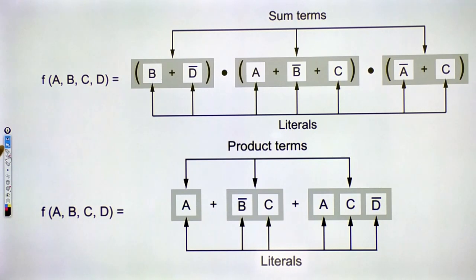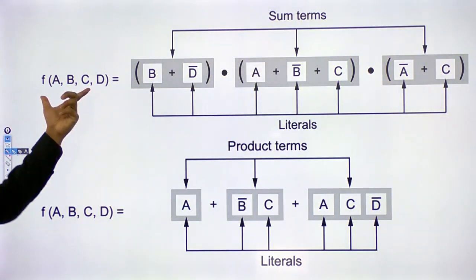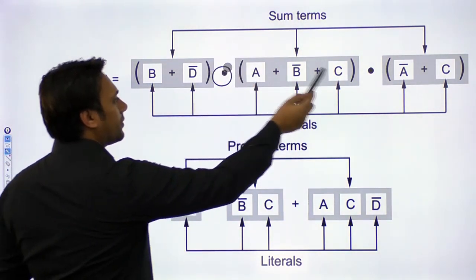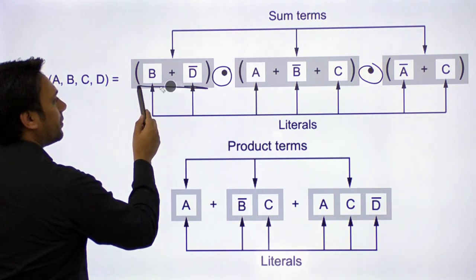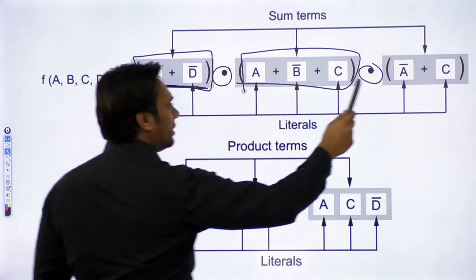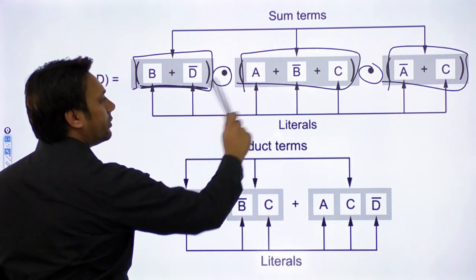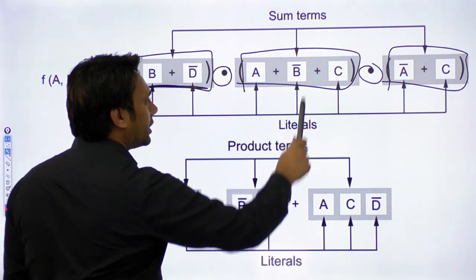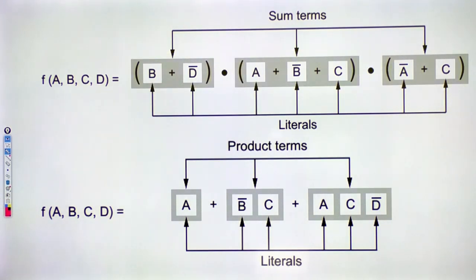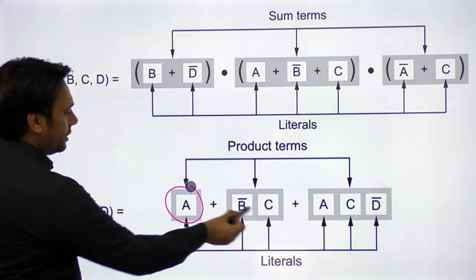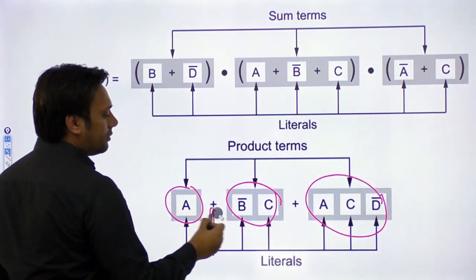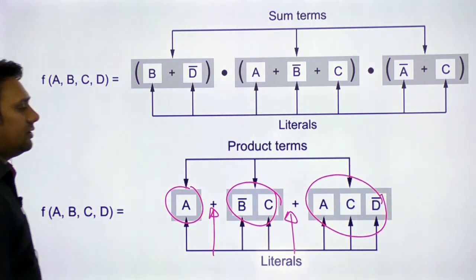Now as you can see here, we have taken this example. In the first function we have ABCD, we have four variables. In this case you can clearly see this is representing your product operation and this is representing your sum operation. So this entire expression is your sum, this entire expression is your sum, and this entire expression is your sum, and what you are doing is a product of sums. So this is a product of sum expression. In the same way, when you talk about sum of product, this is a product term, this is a product term, this is also a product term, and you are doing a sum of some product terms. That is why it is called sum of product.